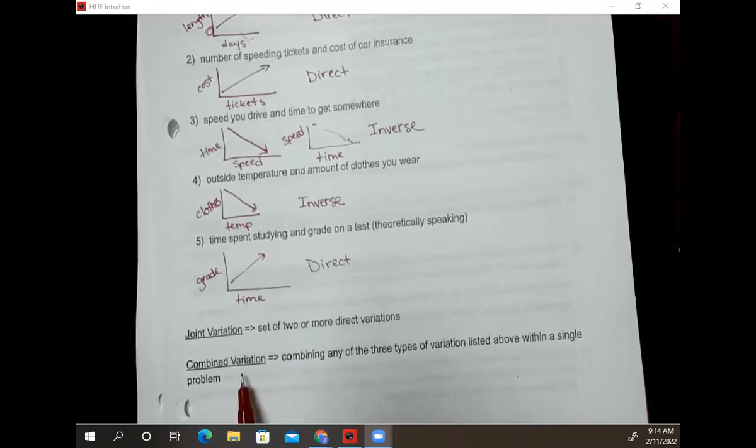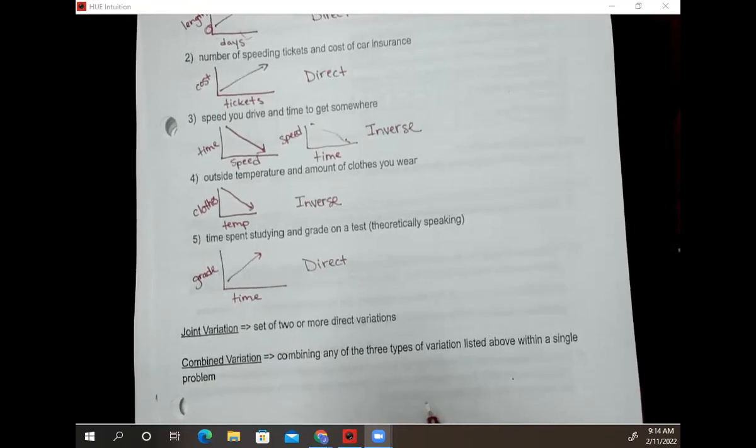We could also have combined variation. So I could have, again, multiple types of variation all present within the same problem. Most of what we're going to see is going to be either direct or inverse, but it is possible that we've got joint or some combined variation happening. Questions for me so far?